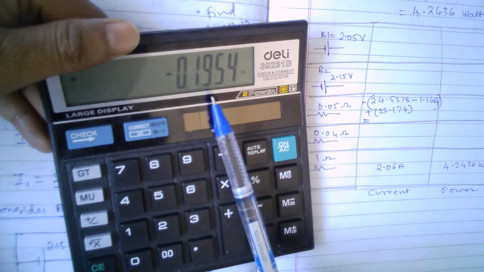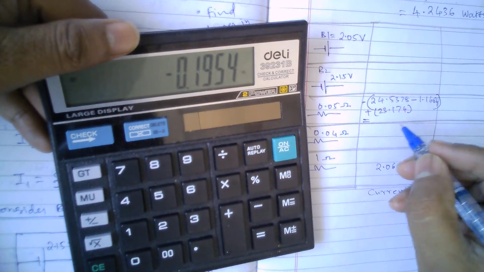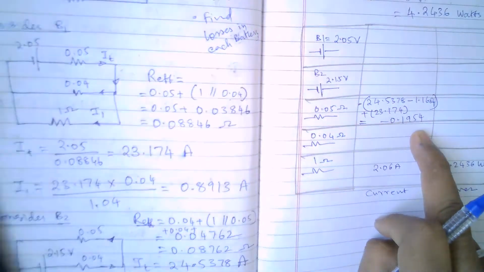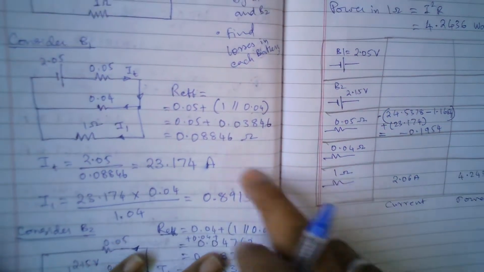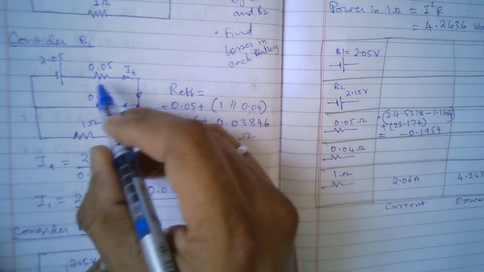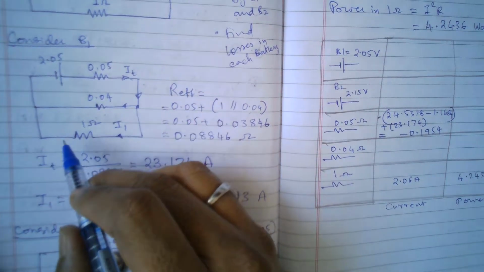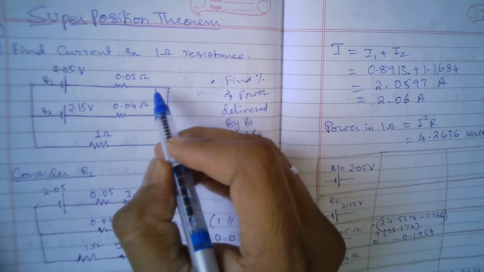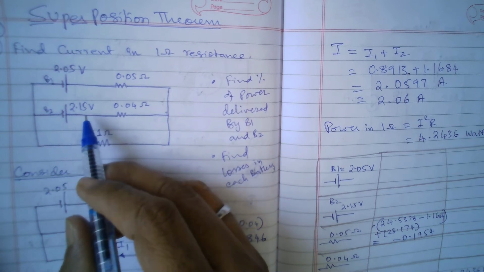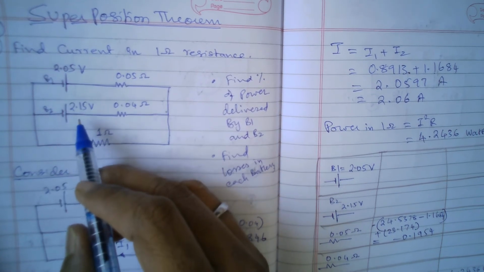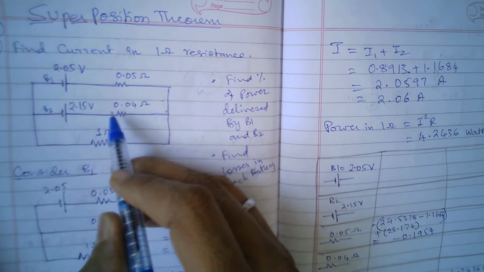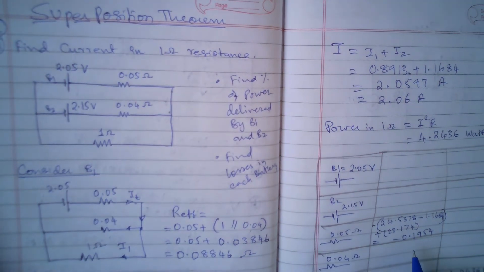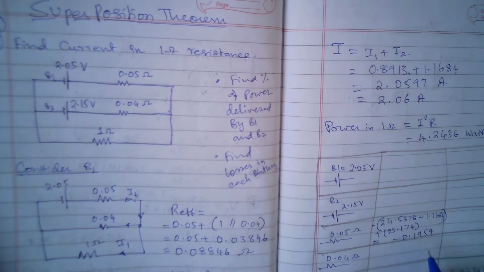So I'm getting minus 0.1954. Now this minus indicates that in the effective case the current will be going in the reverse direction towards the battery. That means in the overall circuit the actual current will be going into the battery, because this is 2.15 and 2.05, so this is higher voltage and this is lower voltage. So this battery is actually sending power back into this. Okay, so we have to be careful and note that.